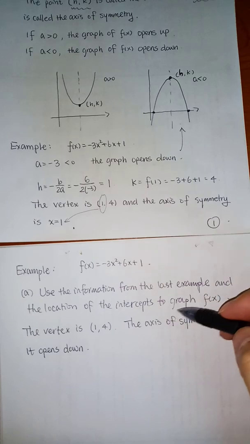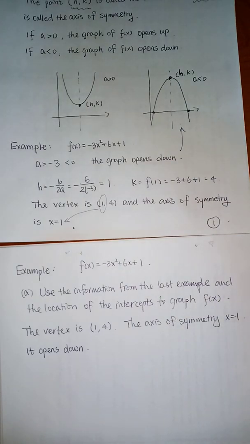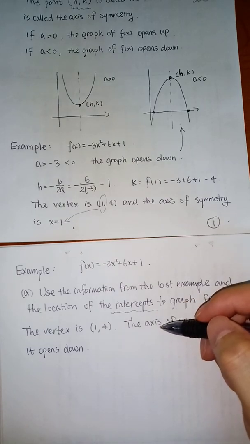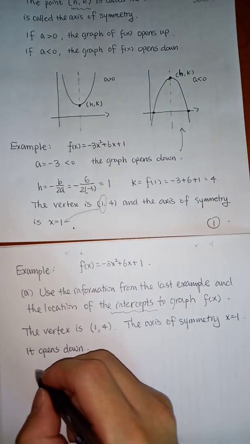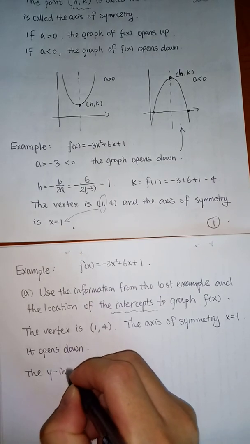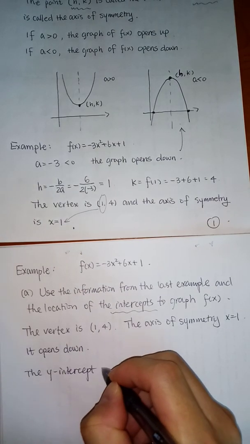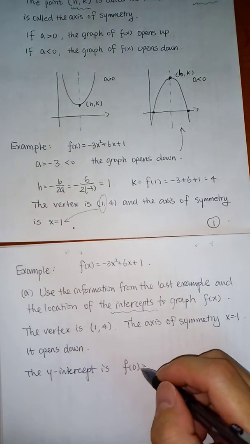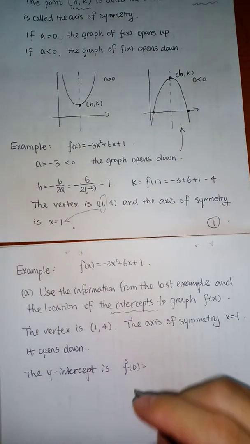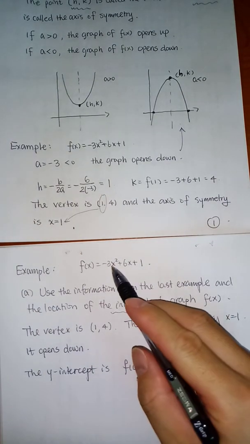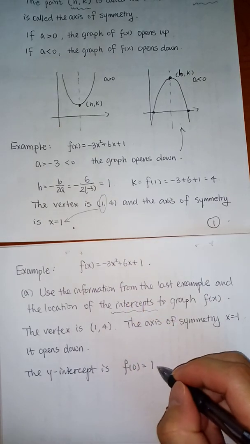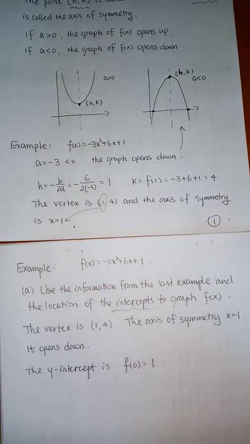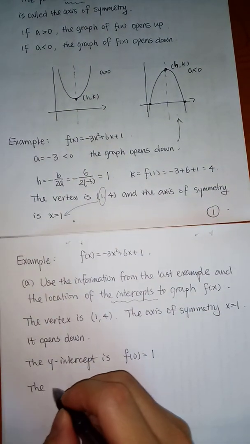And the location of the intercepts of the graph. Whenever you see intercepts, there are two types, x and y. The y-intercept is f of 0. The y-intercept is the value of f at x equal to 0. So you let x be 0, and you get 1. So the y-intercept is 1. It is a single point. The y-intercept is 1.